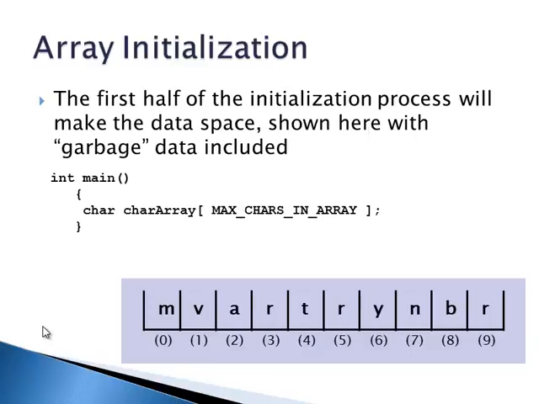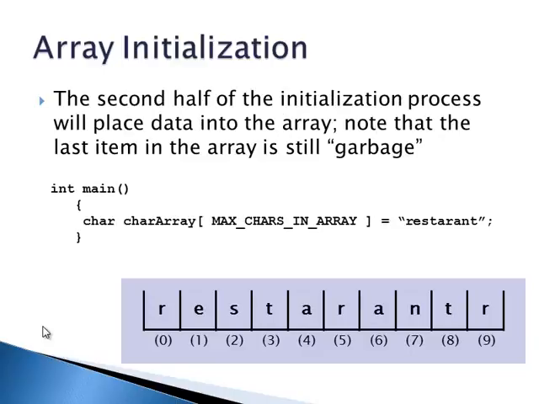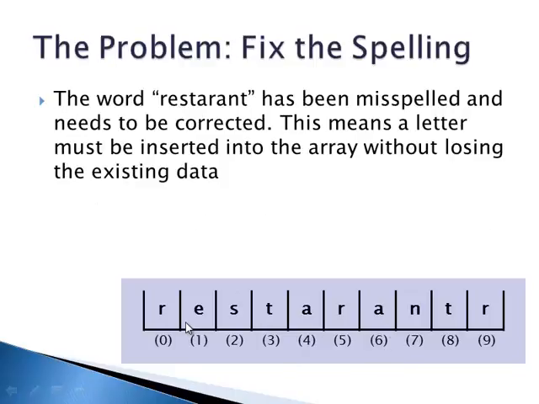If we continue on and store the word restaurant into that array, we can see that we have all the letters from element 0 up to element 8. So this is 9 characters at this point. But we might also notice that it is misspelled. So we're going to have to correct that, and it means we're going to have to insert a letter into the array. The key point here is this is without losing the existing data.